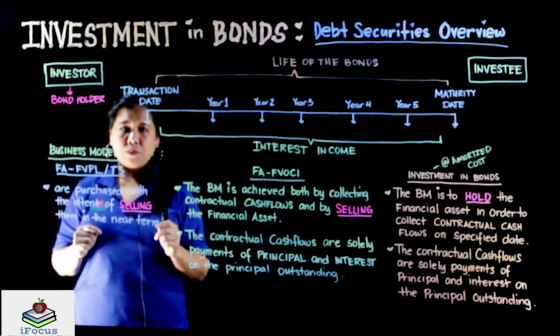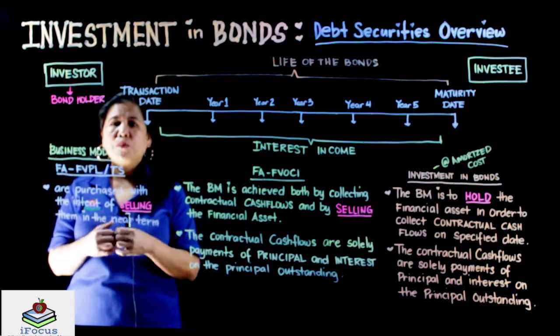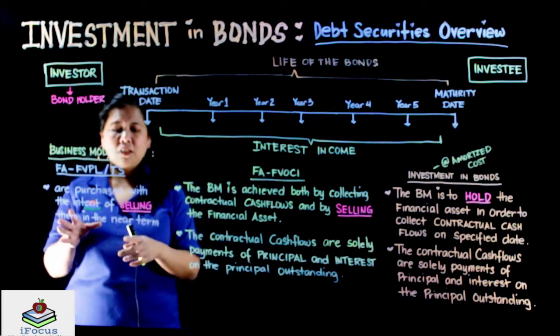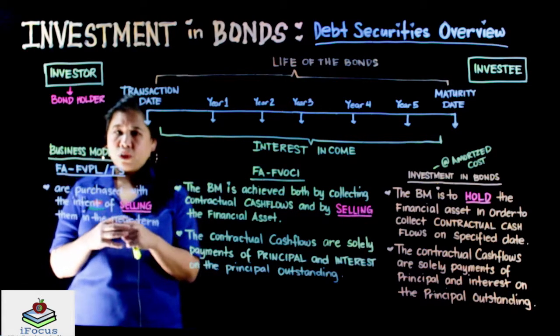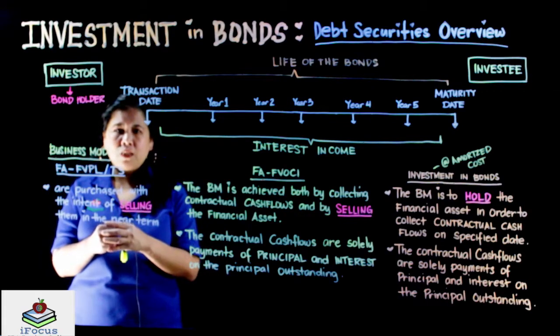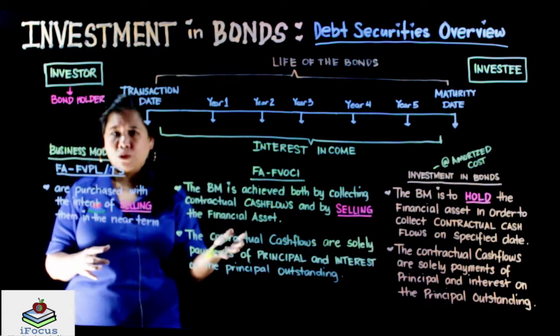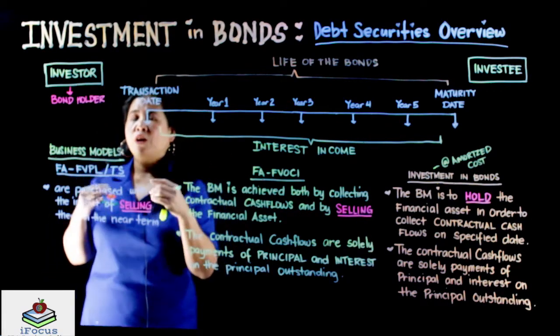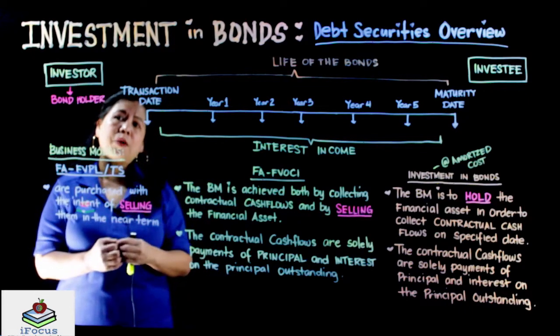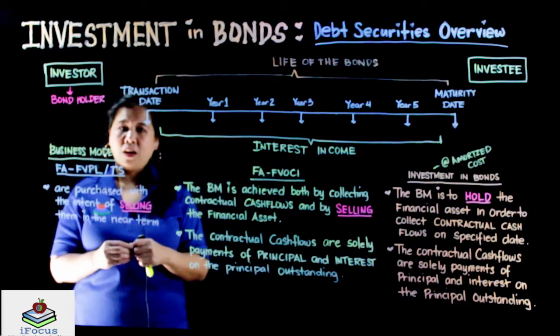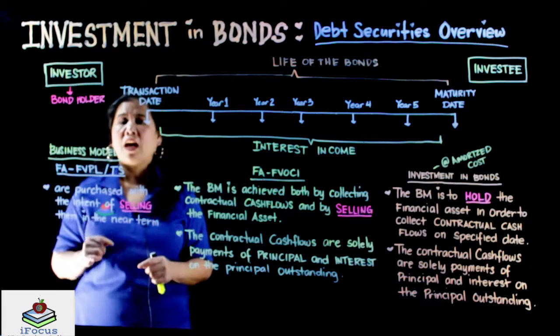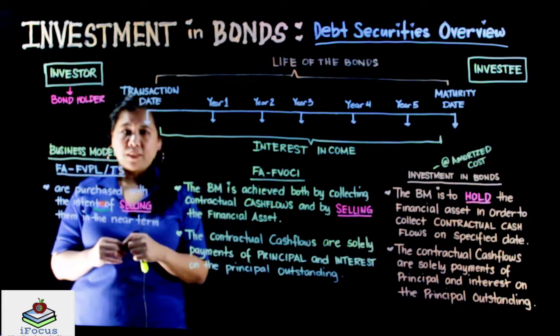Kapag ang business model niya ay these are purchased with the intent of selling them in the near future or in the near term, ang ibig sabihin, ibebenta rin niya agad ito, hahawakan lang niya ito for a short period of time at ibebenta rin lang niya ito kaagad. Ang classifications ng investment na yan ay financial asset, FVPL, or trading securities.